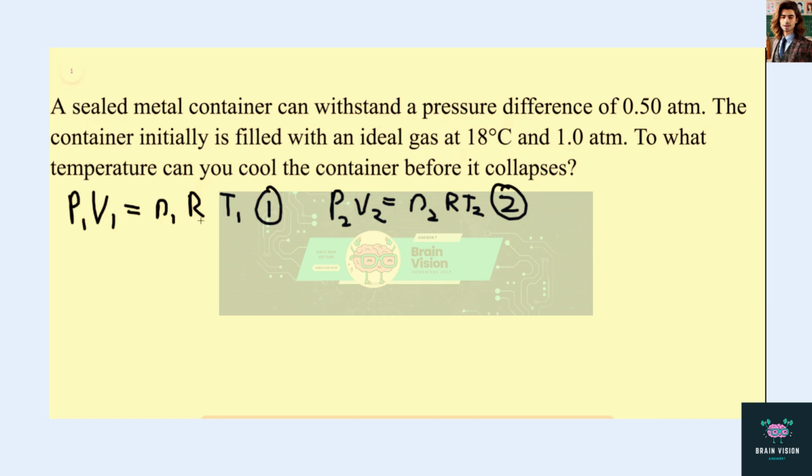Divide 1 by 2, so we get P1 over P2 times V1 over V2 is equal to N1 over N2 times T1 over T2.